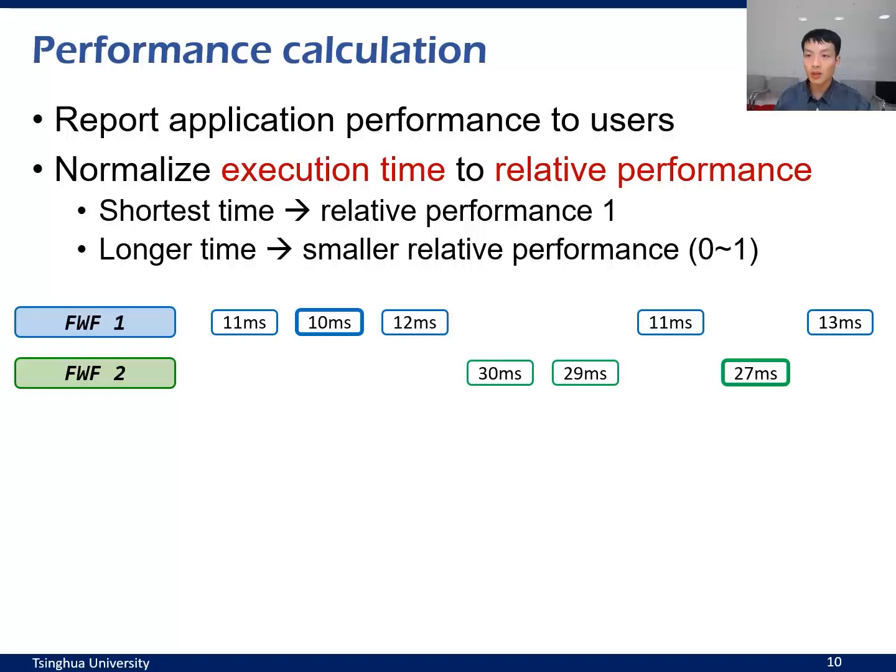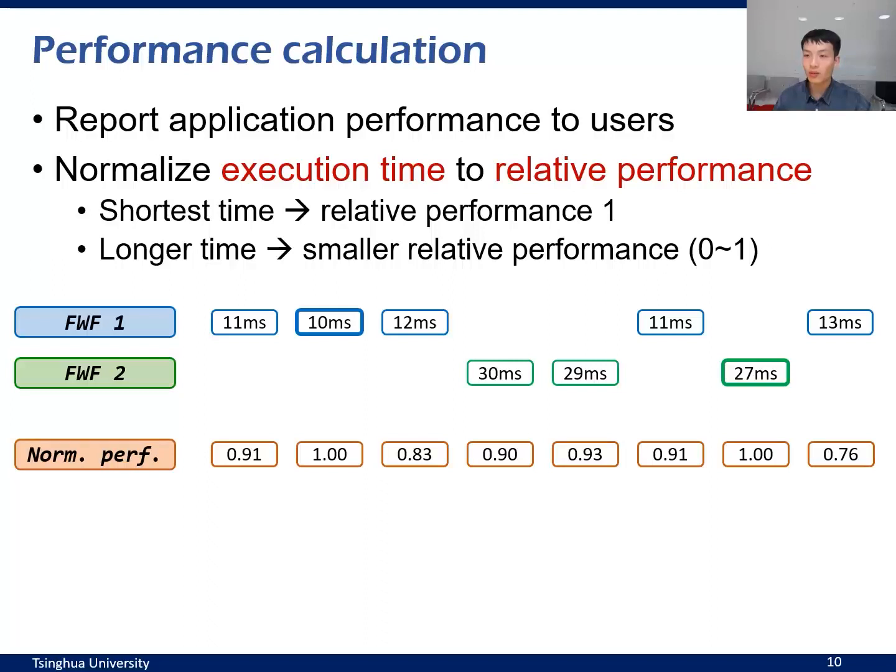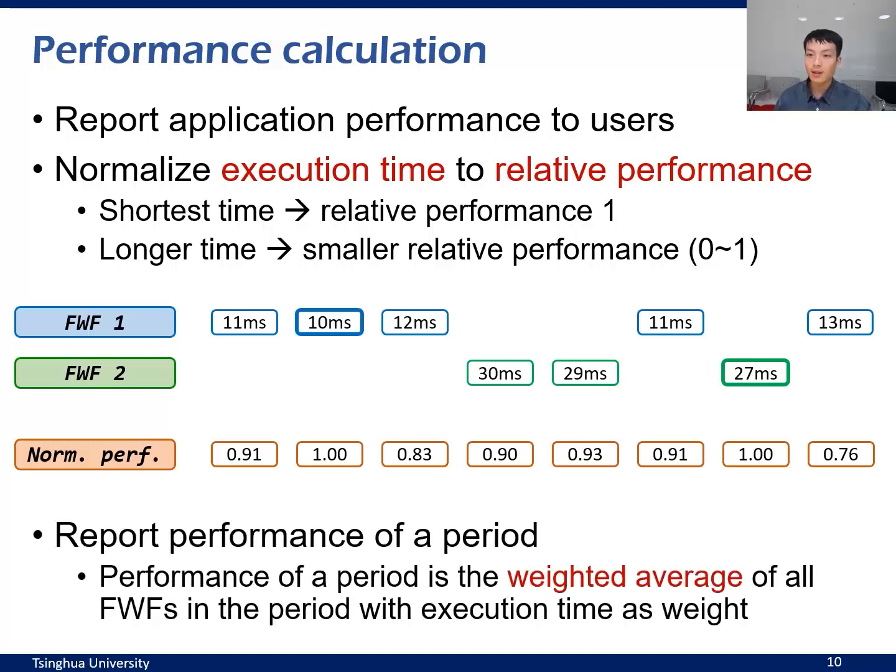For example, in this case, there are two sets of fixed workload fragments. To normalize them into relative performance, we find the shortest time in the fixed workload fragments respectively, which are 10 milliseconds and 27 milliseconds. And other fragments are normalized according to them. At last, Vapro reports performance of a period, which is the weighted average of all fixed workload fragments in the period. We use execution time as weight for each fragment.